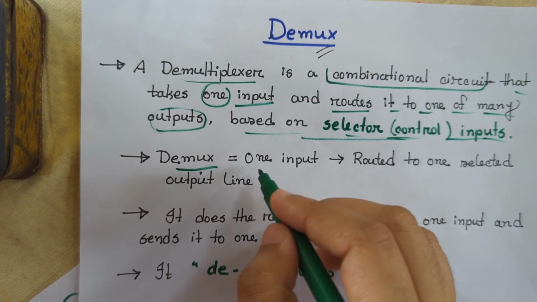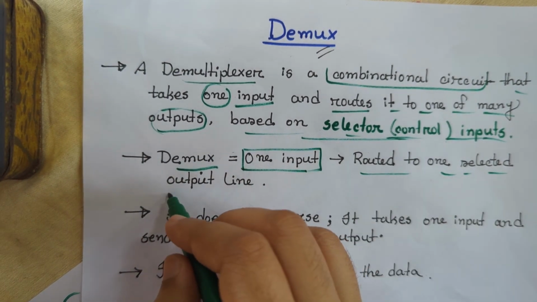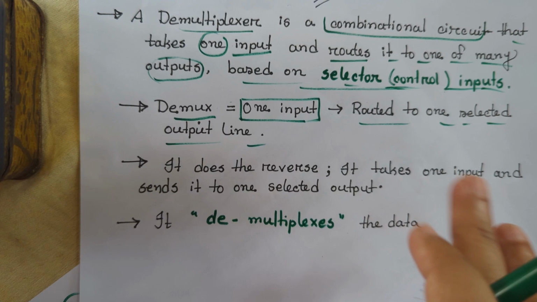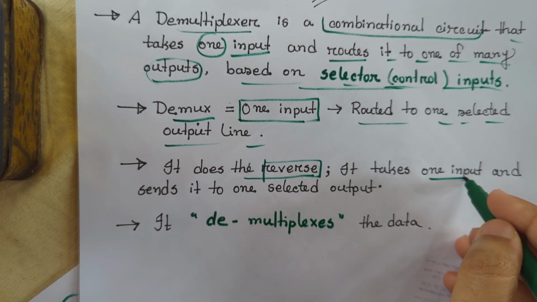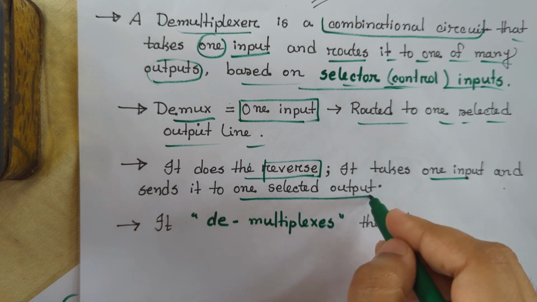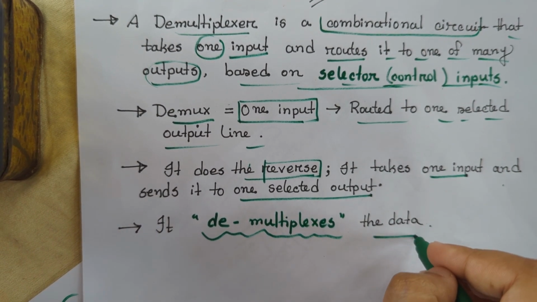Demux. What does Demux do? It takes one input and routes it to one selected output line. It does the reverse operation. It takes one input and sends it to one selected output, which means it demultiplexes the data.